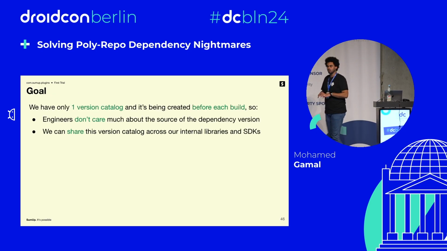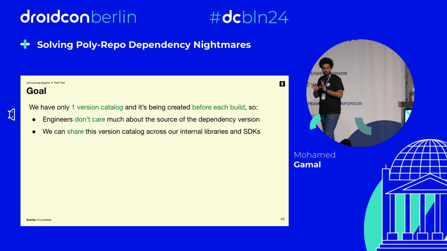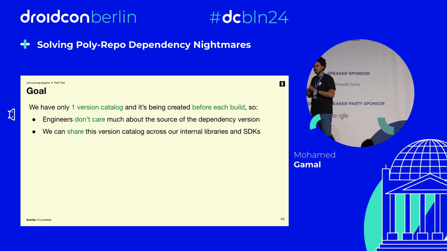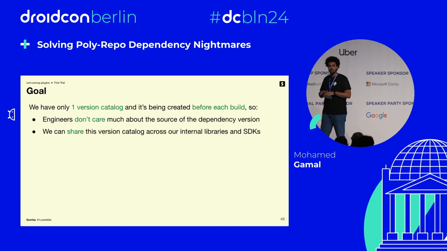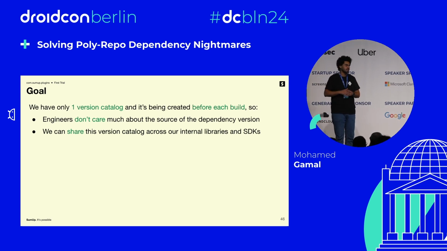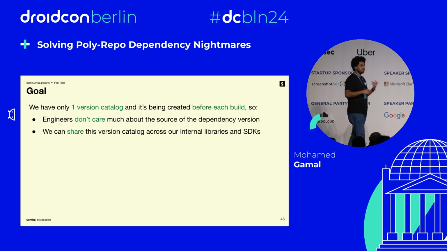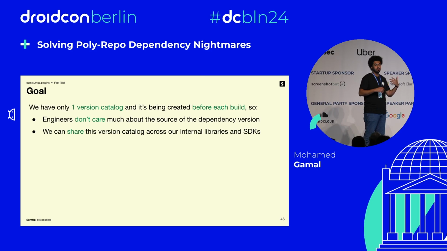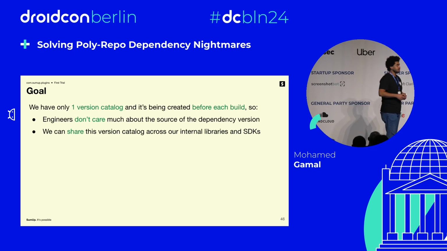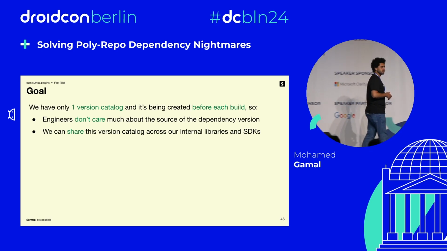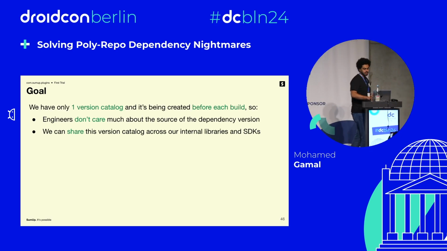So what was our goal? Our goal is to have one version catalog that is built, created before the build takes place. Second thing, devs don't even need to know where the dependency or the version is coming from. Is it related to the SDK? Is it related to the app? They don't need to care about this. I work for a platform team, so we need to care about this. And the last thing is that we need to share these dependencies across all the projects so they can be reused.